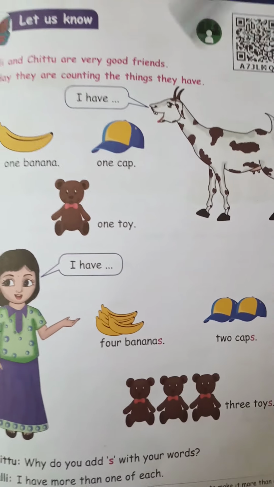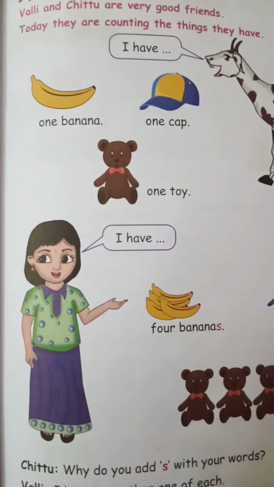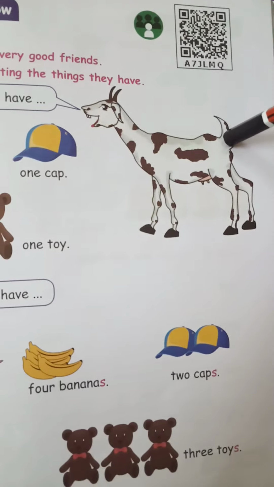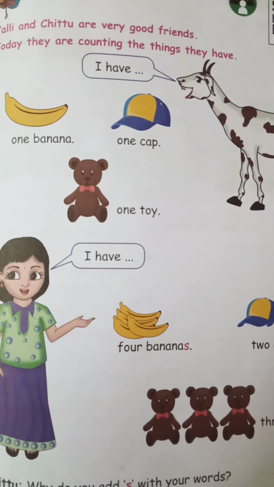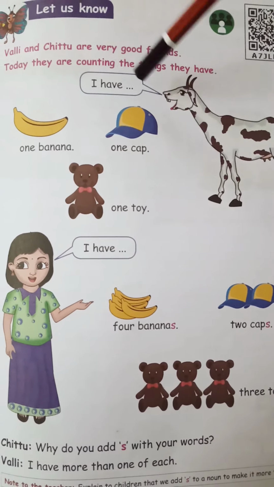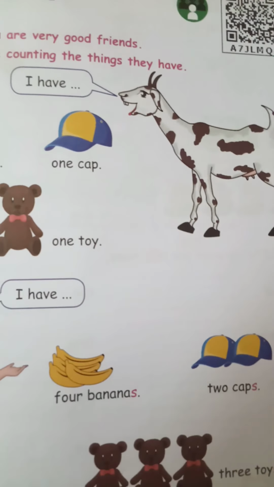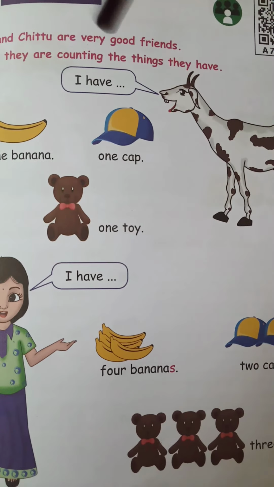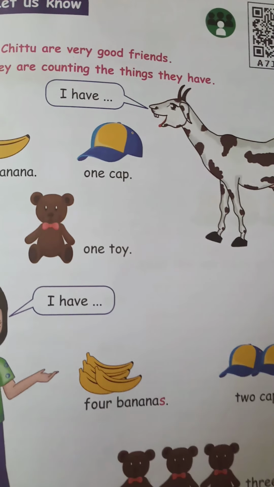Before I start the class, let me introduce Valli and Chittu. This is Valli and this is Chittu. In today's class, we are going to see what Valli has and what Chittu has. Chittu says, I have. Chittu is speaking, so Chittu uses I. When you are speaking, you have to use I. Now let us listen to what Chittu is saying.